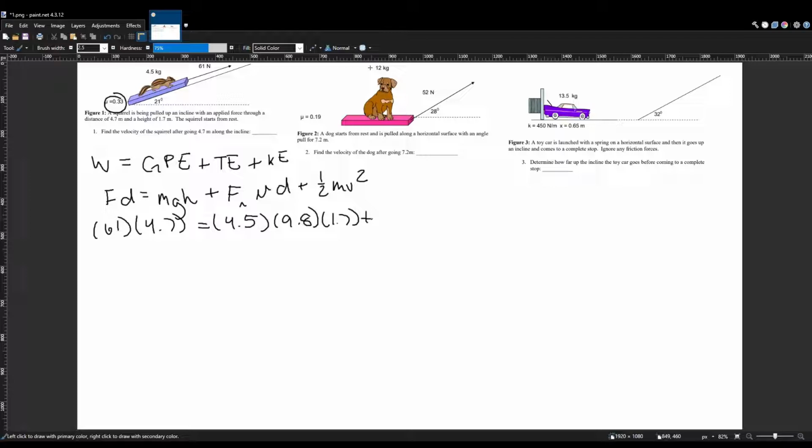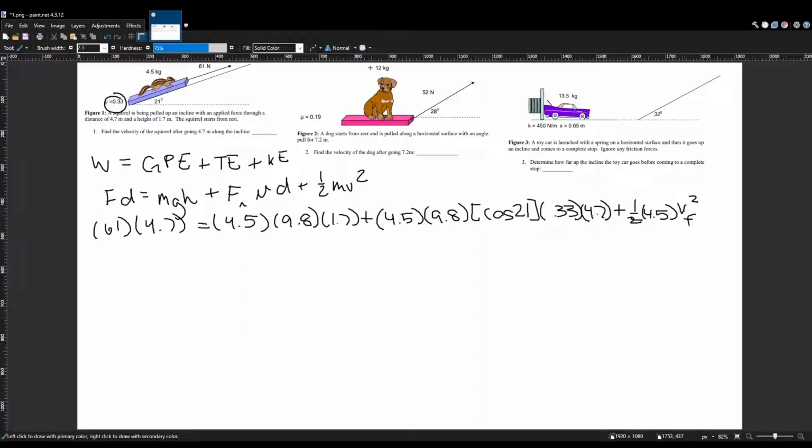Force normal is equal to force gravity y. Because this is an incline, force gravity y is going to be equal to mg cosine theta. So 4.5, 9.8, cosine of 21, and then that's force gravity, but we need force friction, so we're going to need to do 0.33, and then the energy of friction, thermal energy, we need a distance, which is 4.7 meters, and then of course 1/2 m 4.5 v squared, and this is what we're looking for.